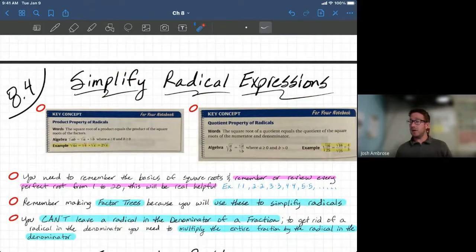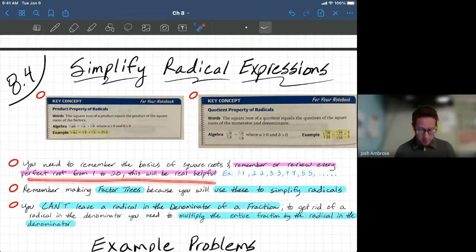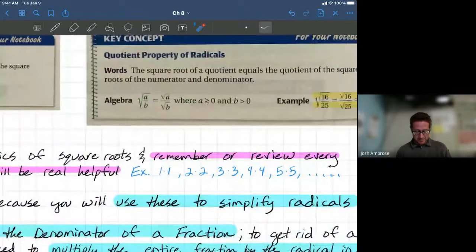I believe it's all important, but what I highlight, I know is very important. Okay, key things, you've got to remember your perfect roots. And what I mean by perfect roots, specifically from 1 to 20, is like, what is 1 times 1? What is 2 times 2, 3 times 3, 4 times 4, 5 times 5, all the way up to 20? 10 times 10, 15 times 15, all the way up to 20 times 20.